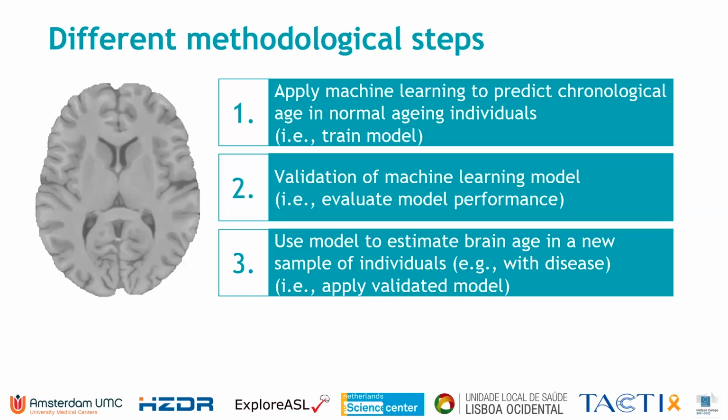And then once we have successfully trained and validated our model, we can also apply it to other populations, so a new sample of unseen individuals, for example, individuals with a certain disease. And then we can perform further statistical analysis to see how, for example, this brain age gap relates to certain factors or certain diseases and so on.